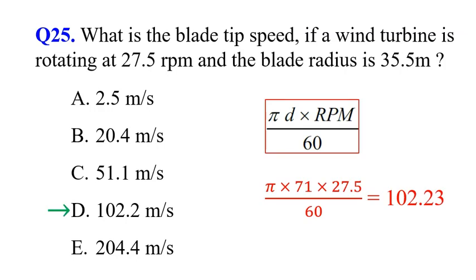What is the blade tip speed if a wind turbine is rotating at 27.5 rpm and the blade radius is 35.5? So you need the diameter again, and that is 35.5 multiplied by 2, that is 71 meters. rpm is given. So if you want to calculate the blade tip speed, that is πd into the rpm divided by 60. So you will end up with 102.23 approximately. The answer is D.